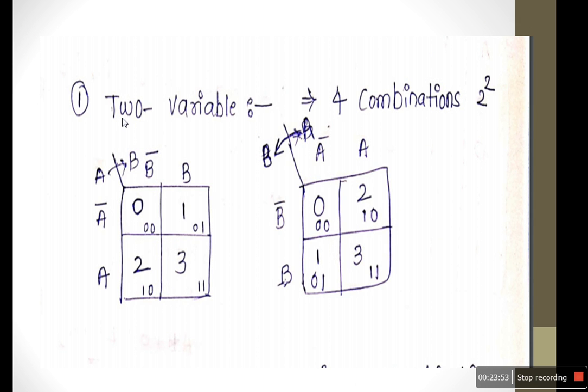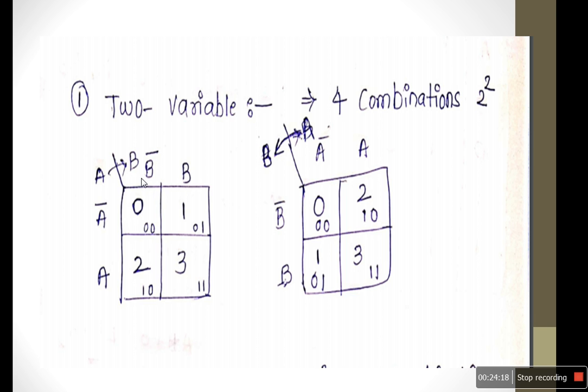In K-map we have the 2 variable K-map, 3 variable K-map and 4 variable K-map. First we will discuss the 2 variable K-map. In a 2 variable K-map we have 4 combinations because 2 power 2 is 4. So here I am drawing the K-map with 4 combinations.